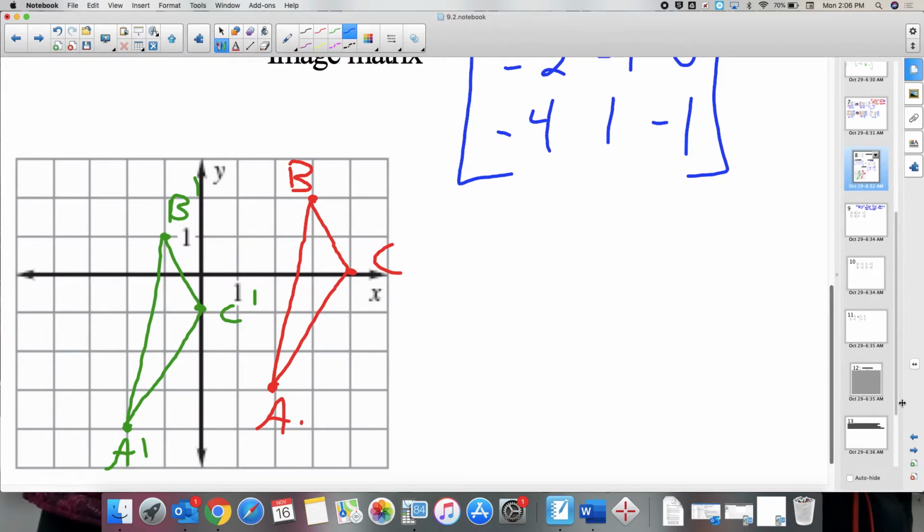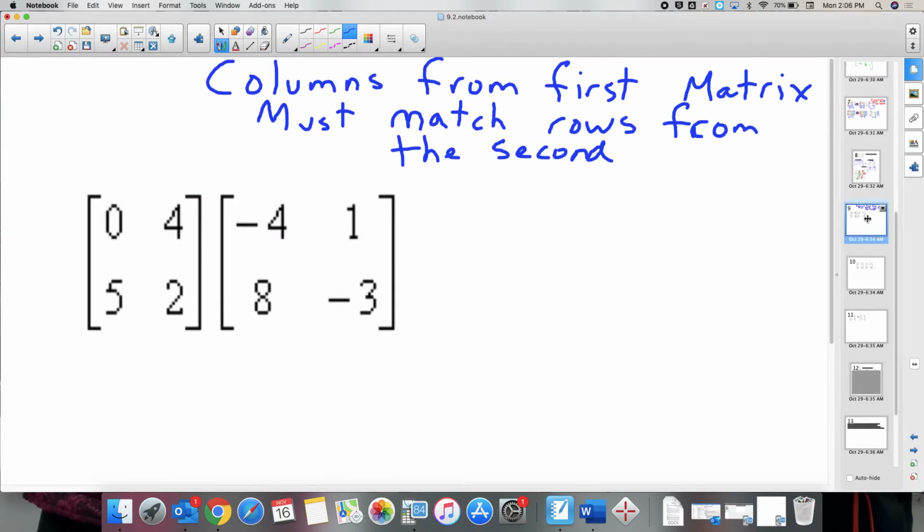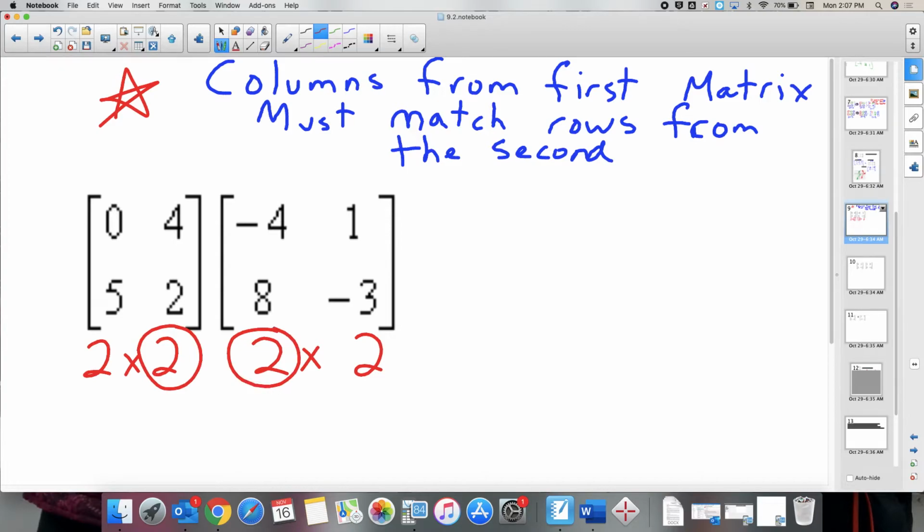Now, multiplying instead is a little bit more difficult. To multiply, first off, our process changes. Our rules change. In order to multiply, the columns from the first matrix must match the rows from the second, which means a 2 by 2 matrix, the columns from your first would have to be a 2 by something matrix, must match the rows from your second. So these two inside numbers have to match up.